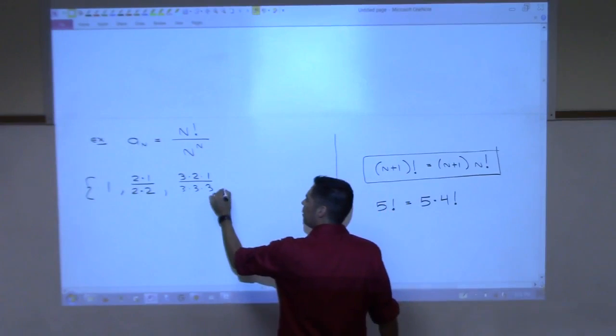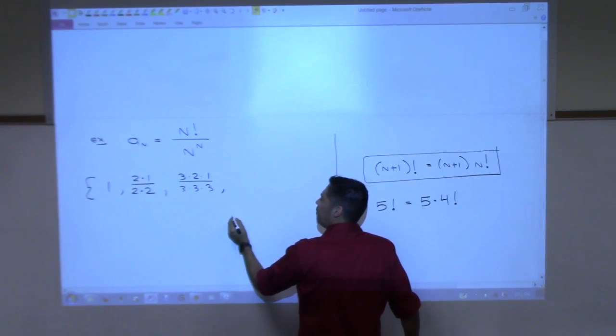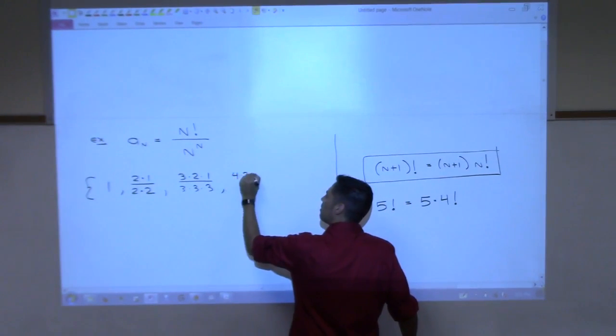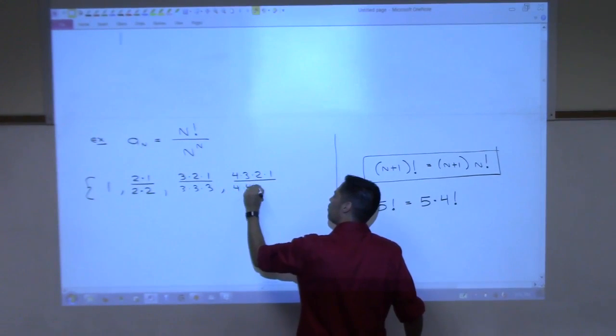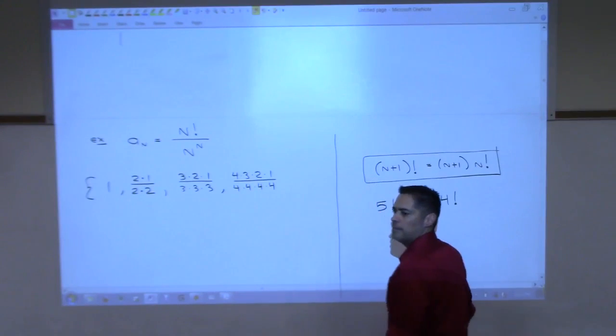Do you think the bottom's winning here? Let's see, what's 4 factorial? 4 times 3 times 2 times 1 over 4 to the 4th, which is 4 times 4 times 4 times 4. Right?